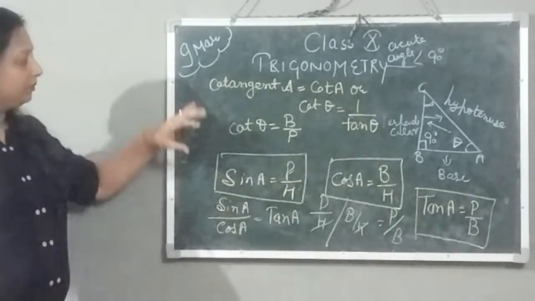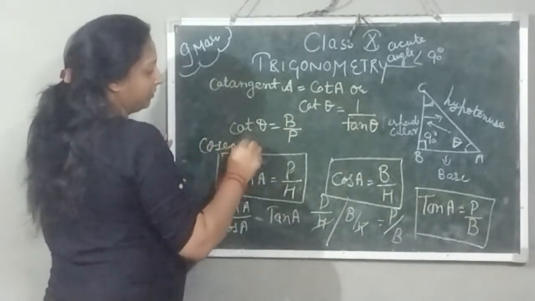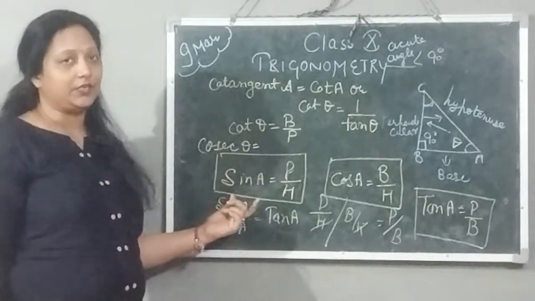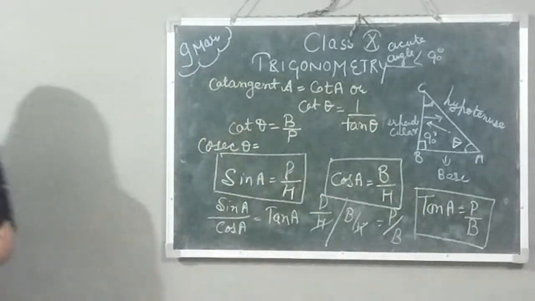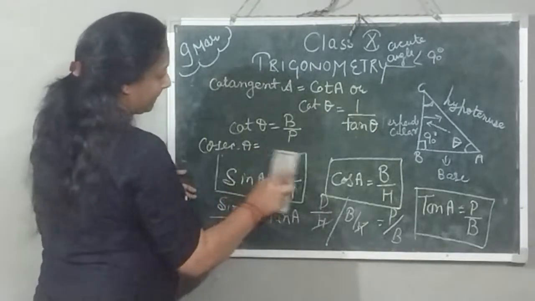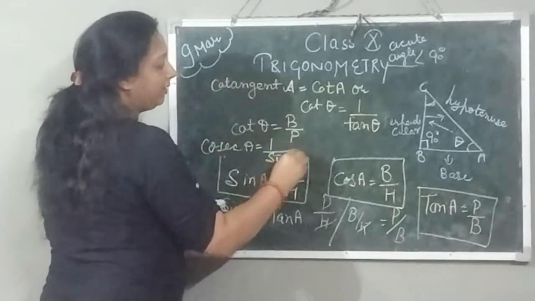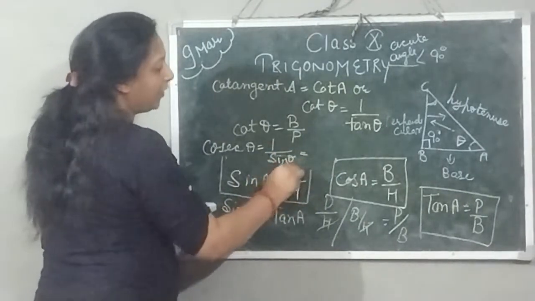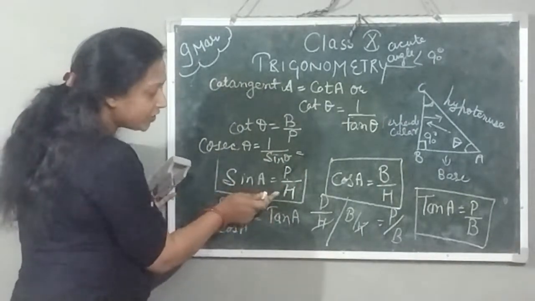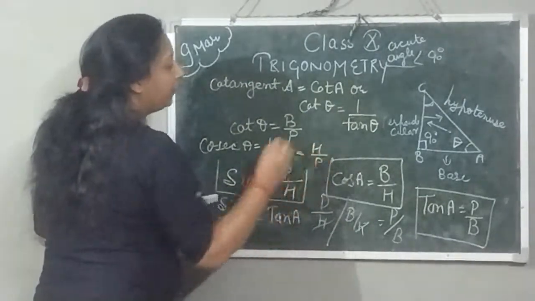After that, the next one is cosec. Cosec theta is the reciprocal of sin theta. So we can write it like 1 upon sin theta. If 1 upon sin theta is the cosec theta, so what is the value of cosec theta? That is H upon P. This is the reciprocal of sin theta. So we can write here H upon P.